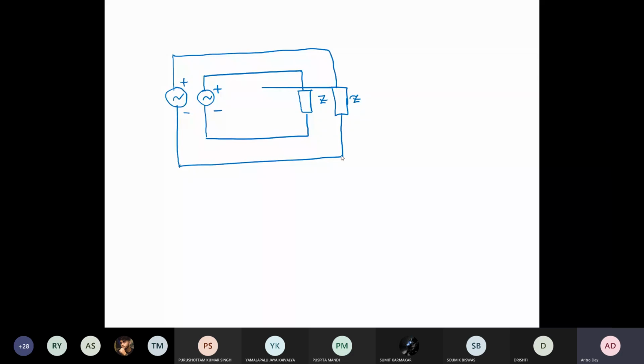Okay. So you have the three different sources E1, another is E2, and E3, and for that it is say Z1, Z2, and there is one more. This is Z3.